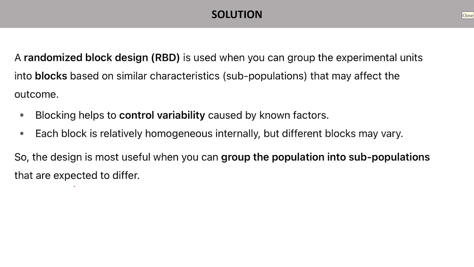Okay, so basically RBD can be used when you group the experimental units into blocks based on similar characteristics that may affect the outcome. Blocking will help control the variability caused by known factors, and each block is relatively homogeneous internally, but the blocks may look different. So this design is mostly useful when you can group the population into subpopulations that are still expected to differ.